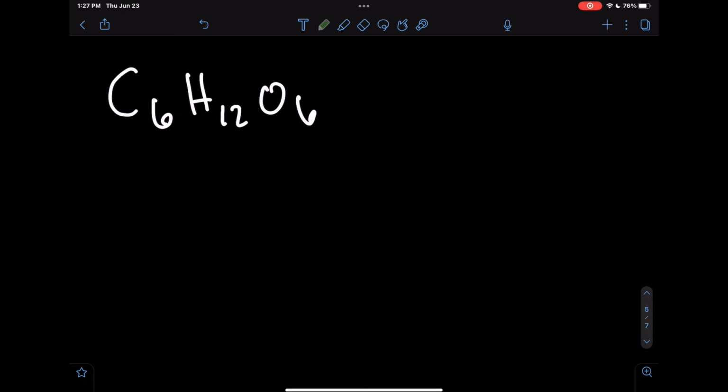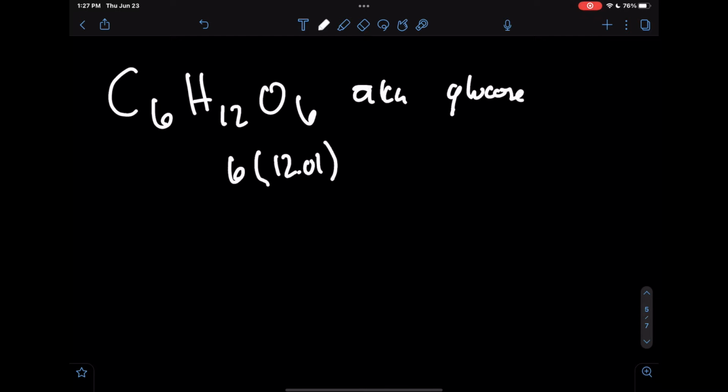The next problem we are practicing is C6H12O6, also known as glucose. Previously we listed them out. For this one, I'm going to go ahead and just write the number that we have. So we have 6 carbons times 12.01. Hydrogen, we have 12 times 1.01. And oxygen, we have 6 times 16.00.